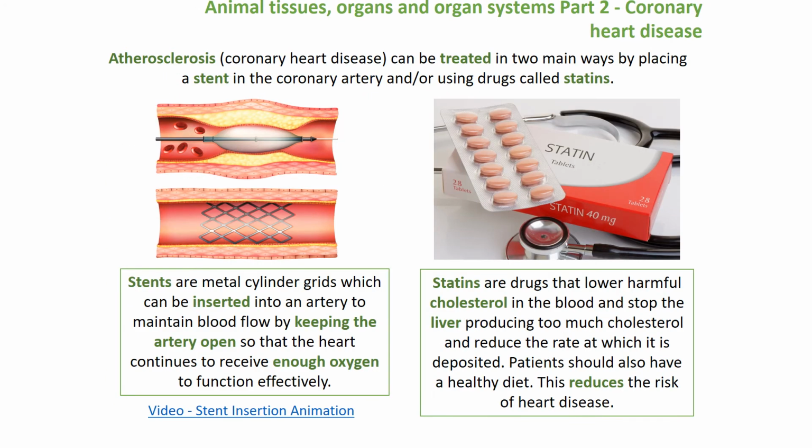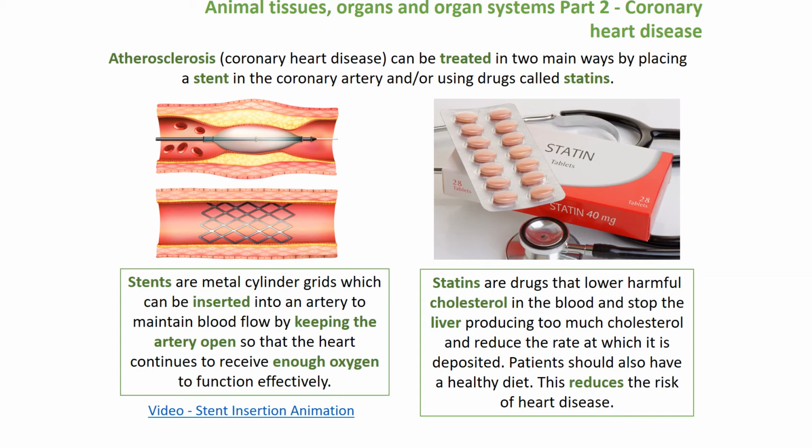Okay, next one. So now we're looking at how we can treat atherosclerosis or coronary heart disease. And there's two that we need to know. One of them is if you have coronary heart disease. The other one is more of a preventative treatment. So the one, if you have got a blocked artery, is using a device called a stent.